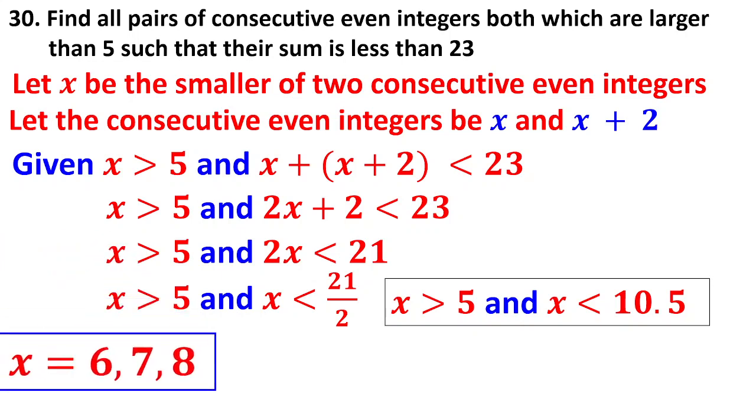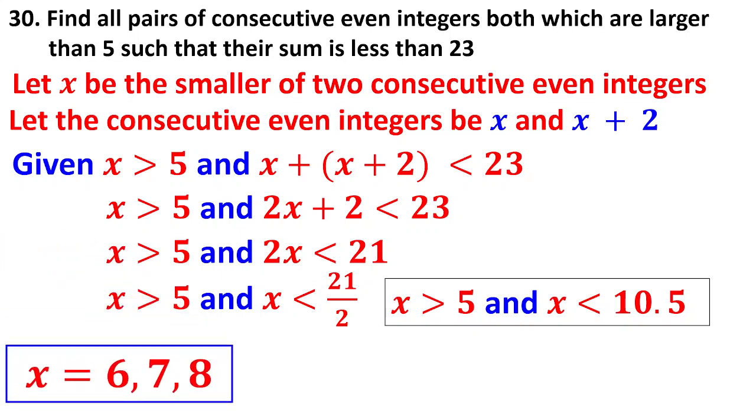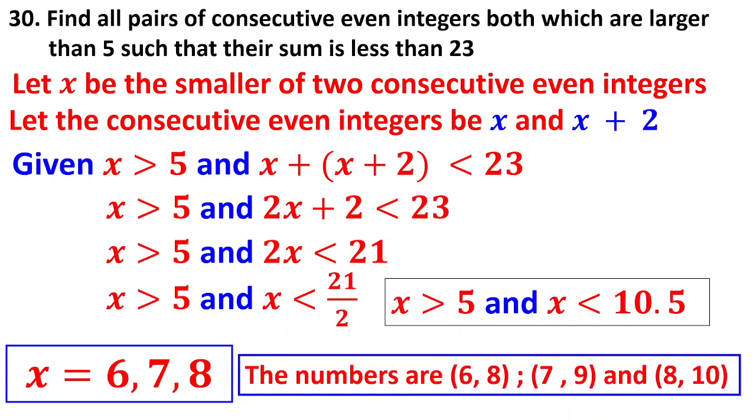Therefore, the values which I can take are 6, 7, 8 because the next number is x plus 2. Therefore, when I take 6, the next number will be 8. When I take 7, then the next number will be 9. When I take 8, the next number will be 10. But both the numbers should not go beyond 10.5. Therefore, the numbers are 6, 8, 7, 9 and 8, 10.